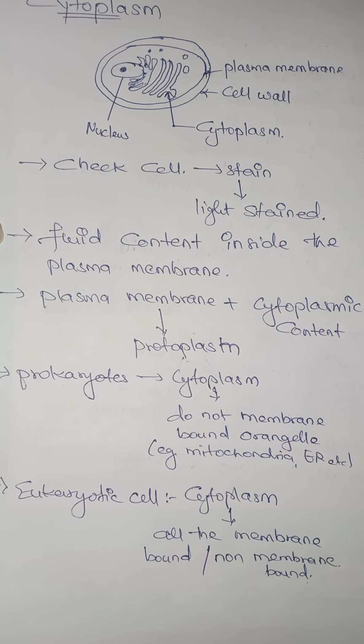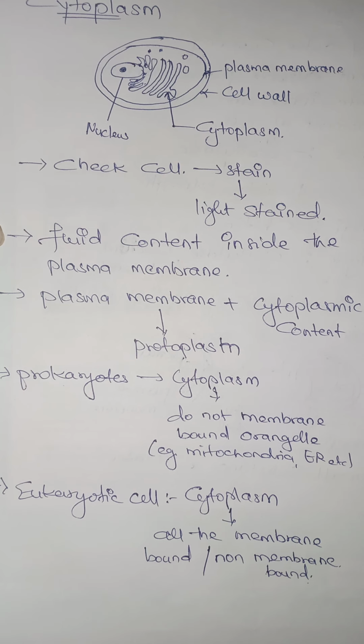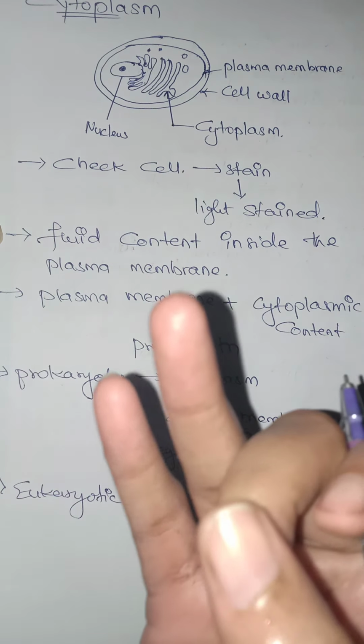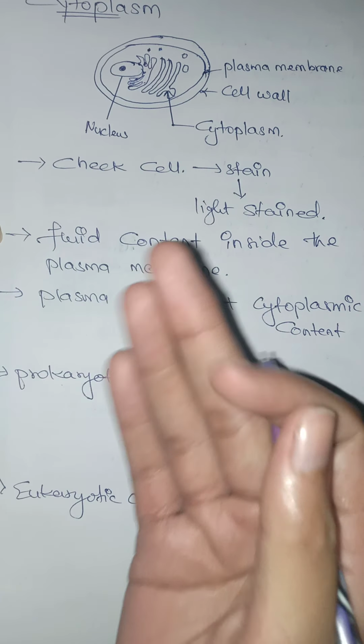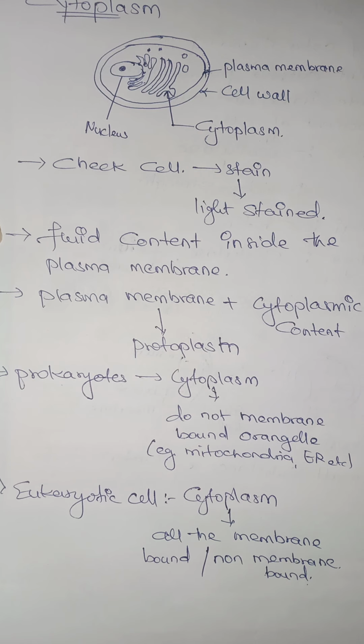So that's all about the cytoplasm, the role of cytoplasm and the types of organelles present in the cytoplasm. In the next videos, we will keep on talking about the different organelles, for example mitochondria, endoplasmic reticulum, Golgi apparatus, lysosomes, vacuoles. We will talk about them in the later coming videos.